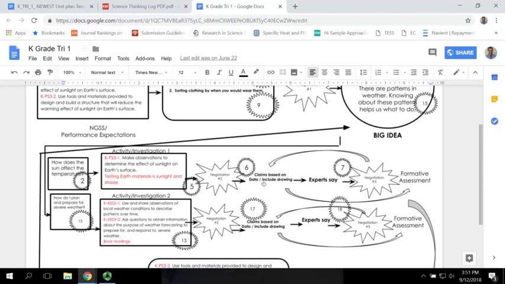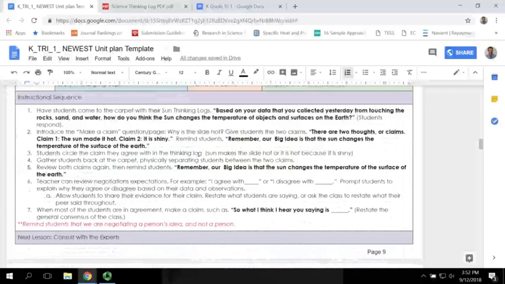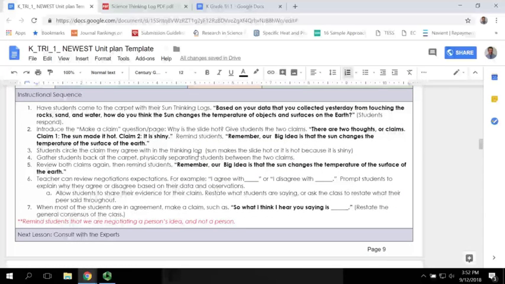So what they're going to do here in lesson 6 is make their initial claim about what happened in the investigation. We have some prompts. Obviously you don't have to follow these prompts word for word, but they're just some ideas to get you started. We want to get kids talking about the data they collected yesterday. The prompt is: based on the data that you collected yesterday from touching the rocks and the sand and the water or soil or whatever you did, how do you think the sun changes the temperature of objects and surfaces on Earth?